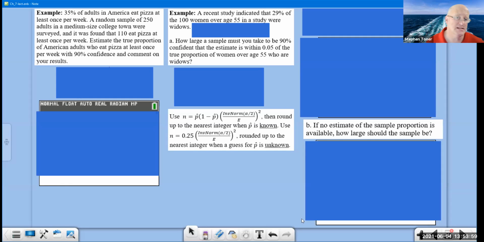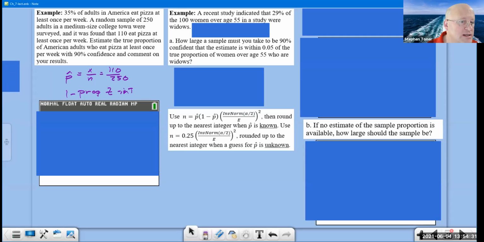Moving on to this next example. 35% of adults in America eat pizza at least once per week. Where that came from, no clue. A random sample of 250 adults in a medium-sized college town were surveyed, and it was found that 110 eat pizza at least once a week. Estimate the true proportion of American adults who eat pizza at least once a week with 90% confidence, and comment on other results. Okay, our first guess is to create a point estimate.